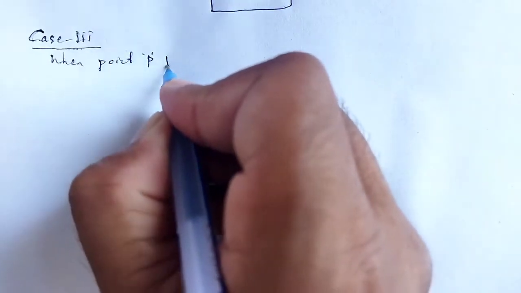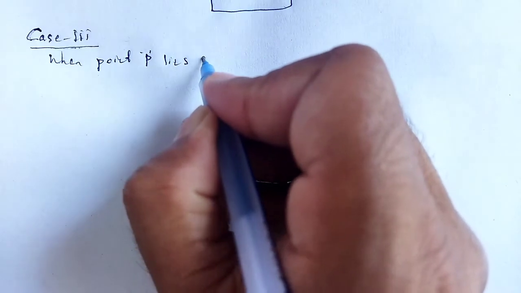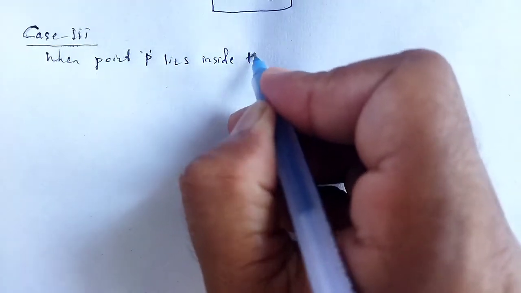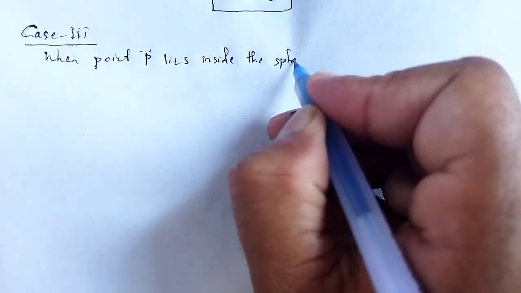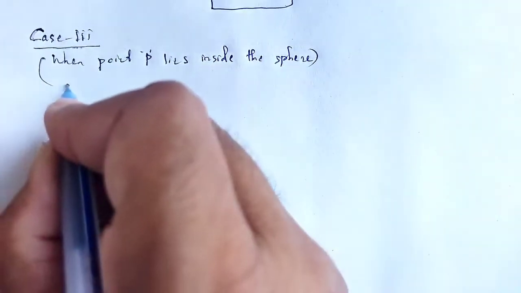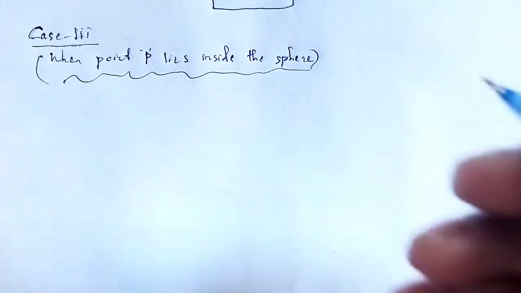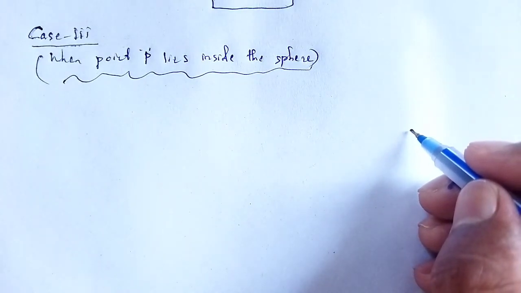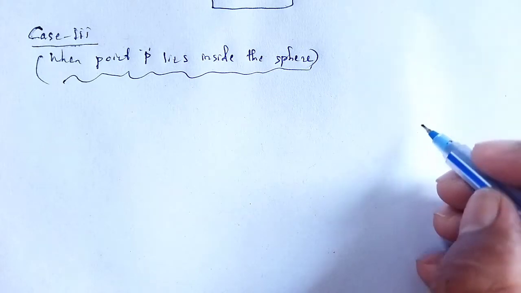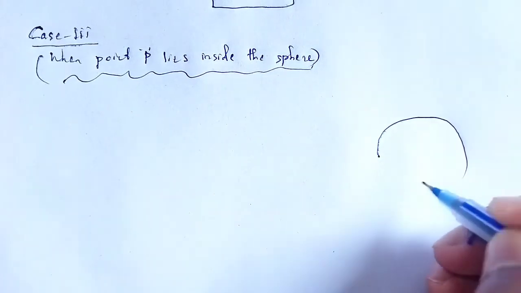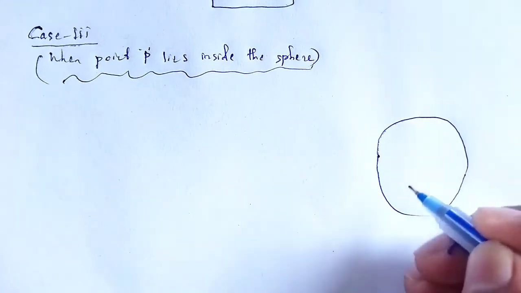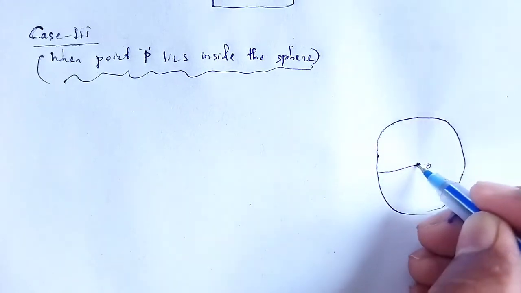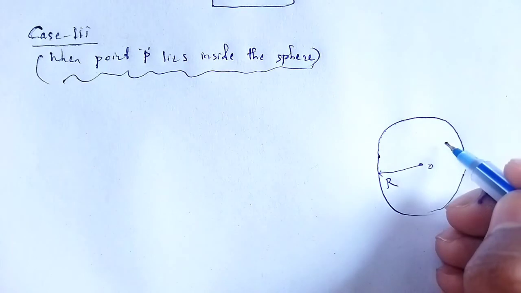When point P lies inside the sphere, this is the charge sphere having center O, here is the radius r.